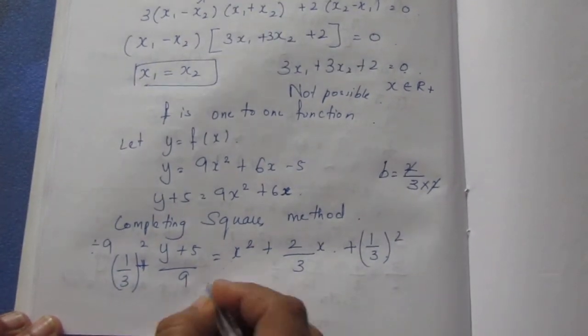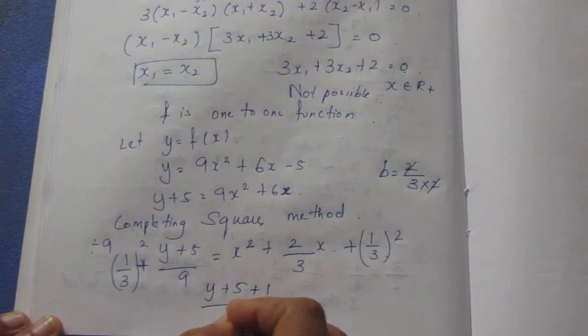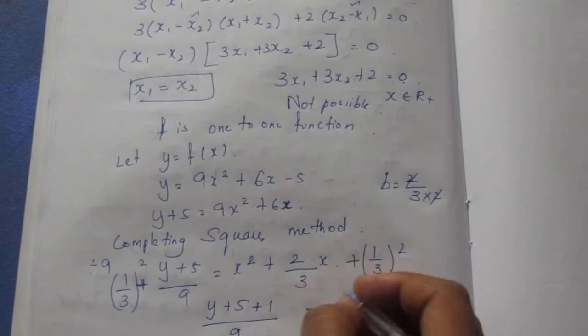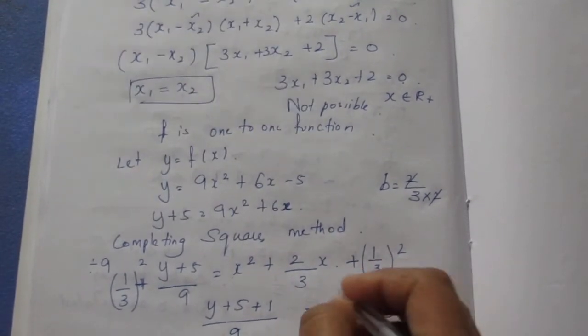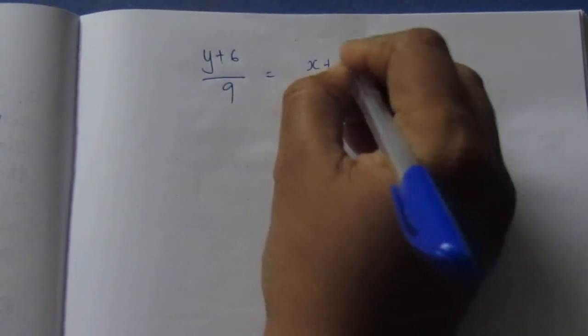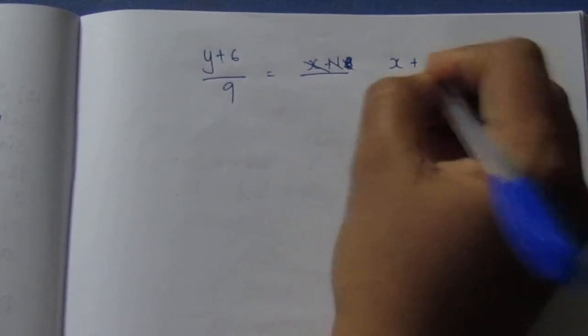Here let me solve this. This becomes y plus 5 plus 1 by 9. Here it becomes 3 square, so the denominator is the same, so I can directly write it here. Here it becomes x plus 1 by 3 the whole square. Let me solve this and write it in the next page. Here y plus 6 by 9 is equal to x plus 1 by 3 the whole square.